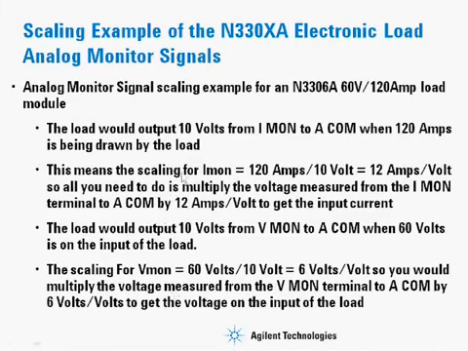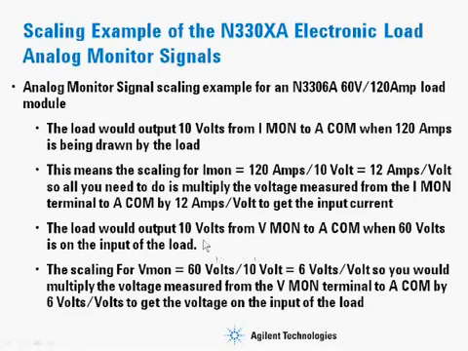Here's an example of scaling for the analog monitor signal using an N3300A load module, which is 60 volts at 120 amps full scale. The load would output 10 volts from the IMON to ACOM terminals when 120 amps is being drawn by the load. To scale this, we would set IMON equal to 120 amps divided by 10 volts, which reduces to 12 amps per volt. So all you need to do is multiply the voltage measured from the IMON terminal to ACOM by 12 amps per volt to get the input current.